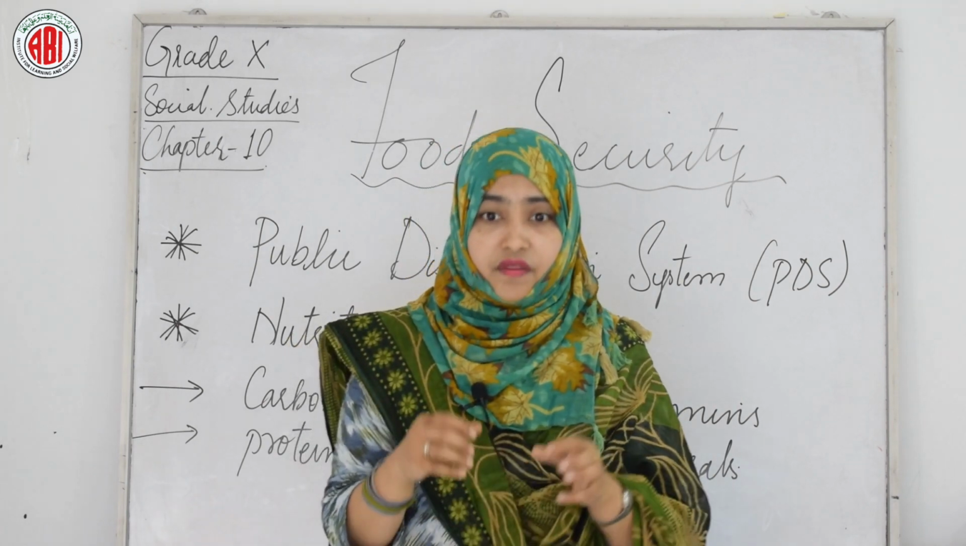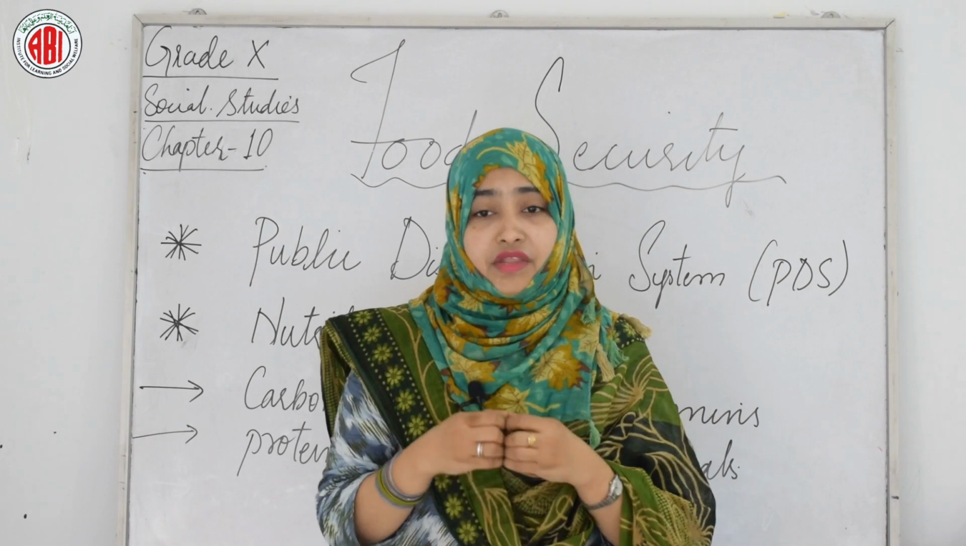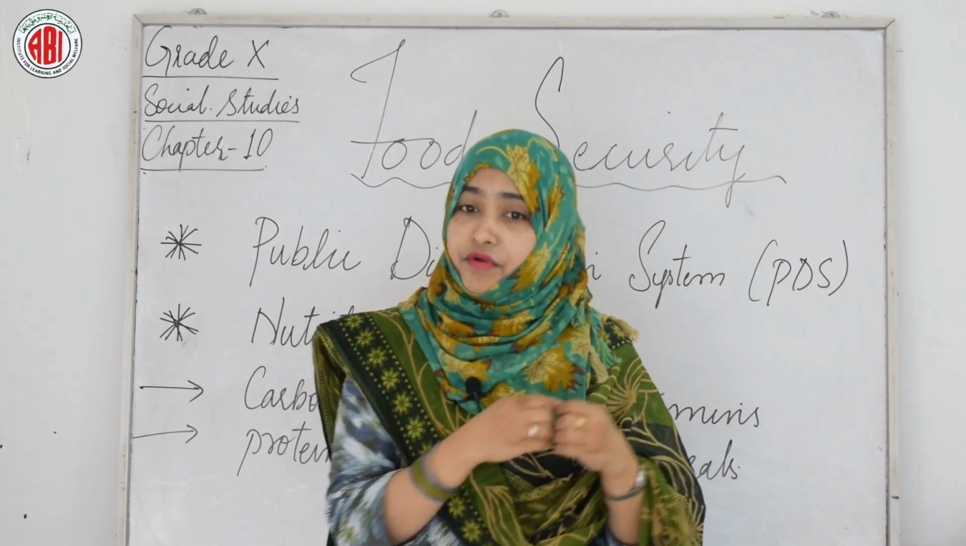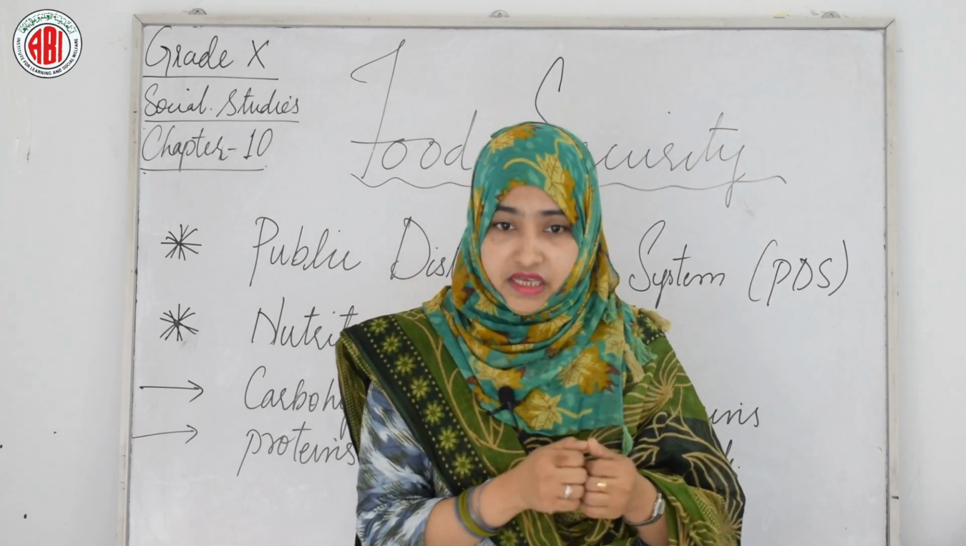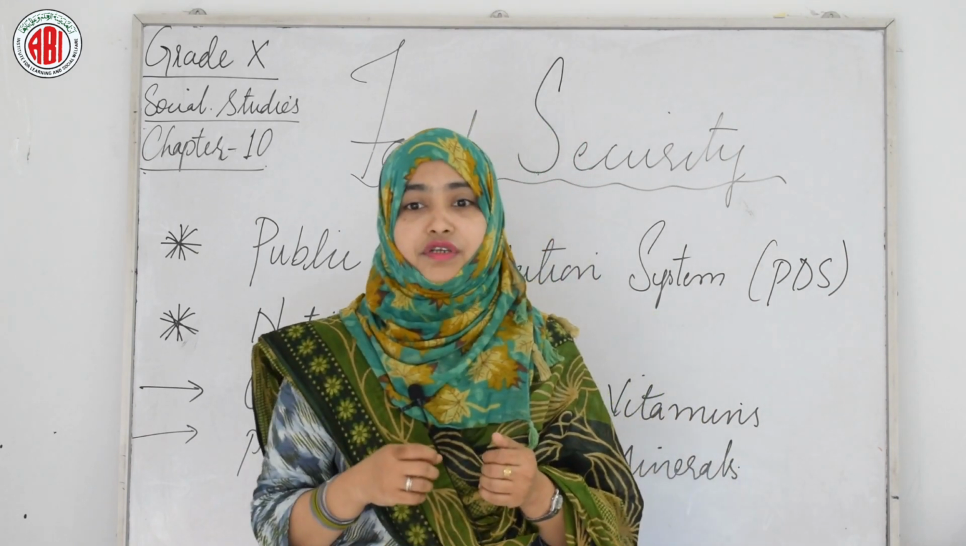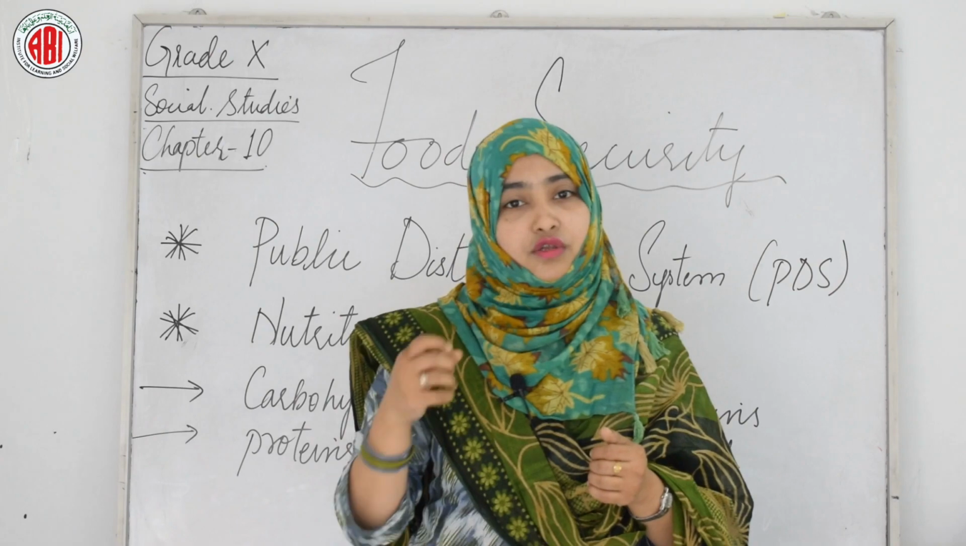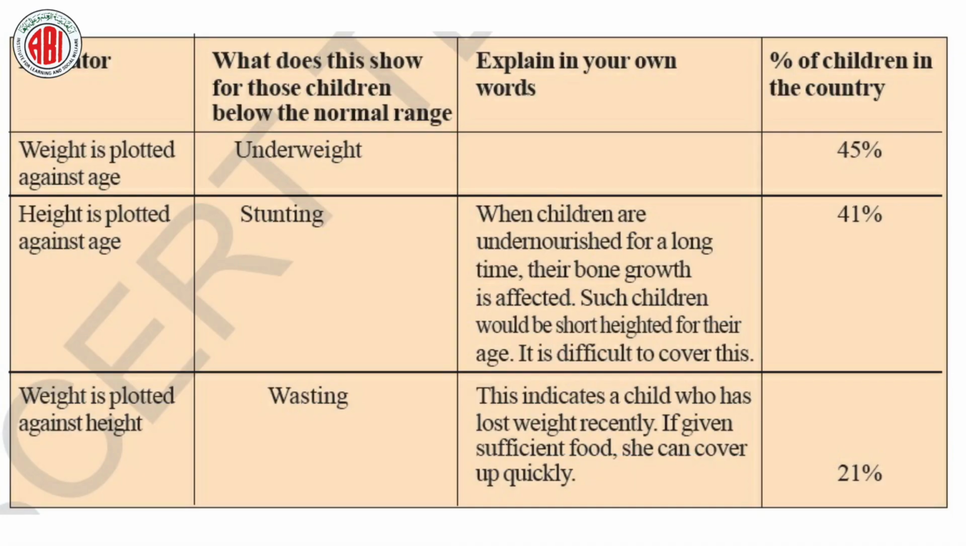So here the nutrition comparison of 3 states is charted for preschool children. These 3 different indicators give us an overall picture of the nutrition status of these children. So observe this table.